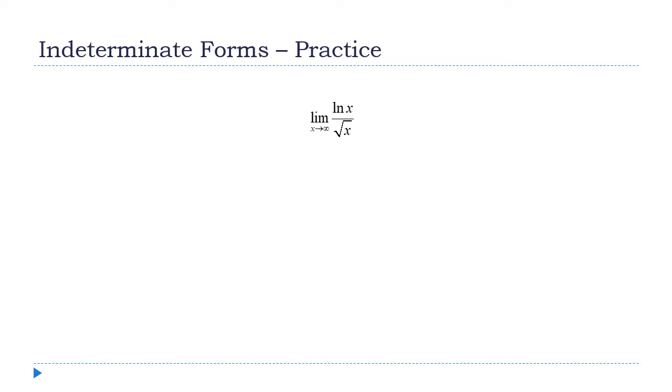Okay, so why don't you give this one a try? Try this out, see what you come up with. Okay, step number 1 is our verification step. If I try to take the limit, the limit of the log of x as x goes to infinity is infinity. The limit of the square root of x as x goes to infinity is infinity. Yes, this is an indeterminate form. Excellent. Let's apply the rule.